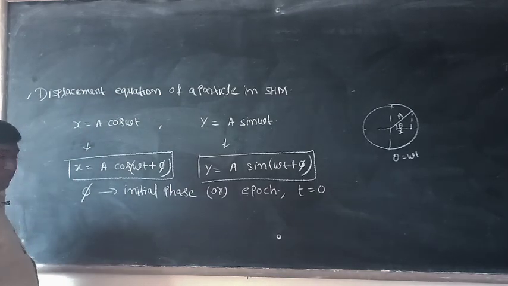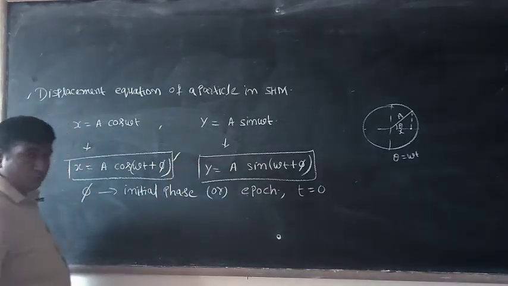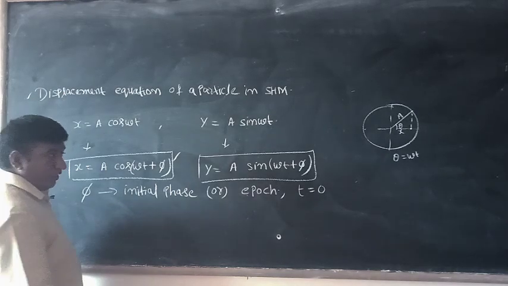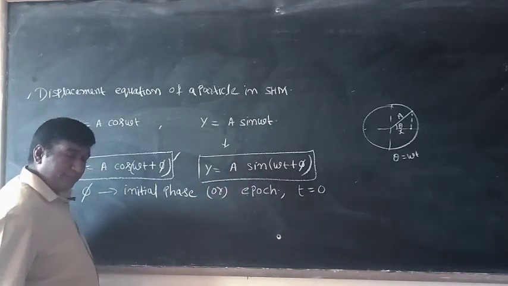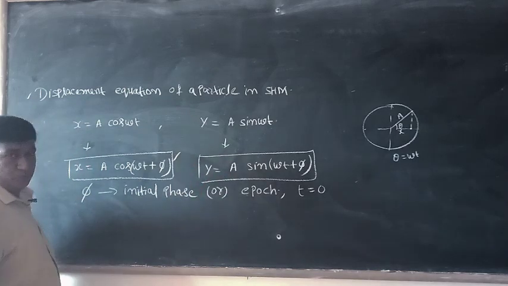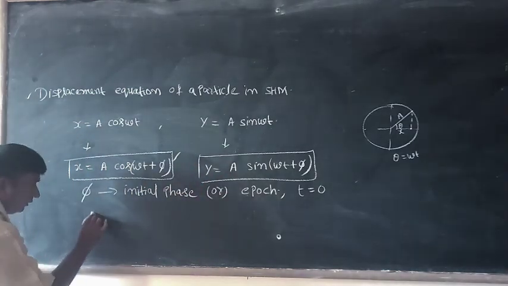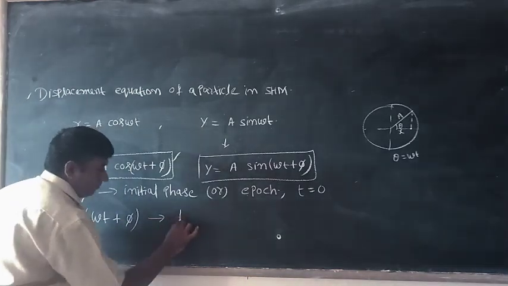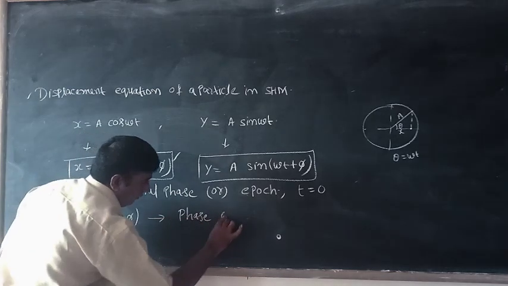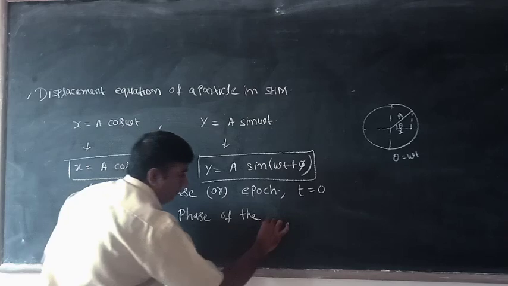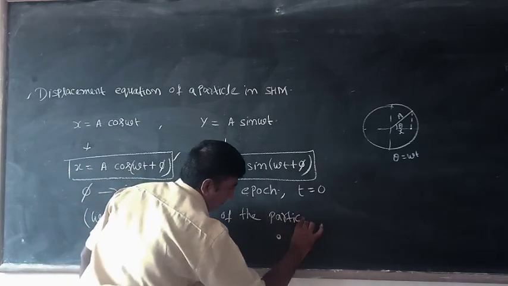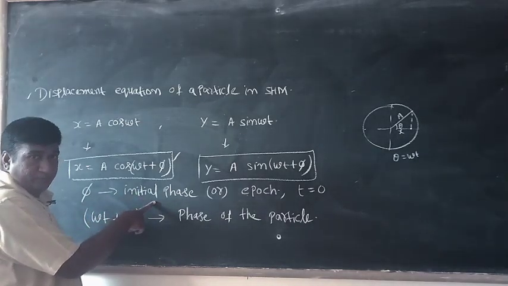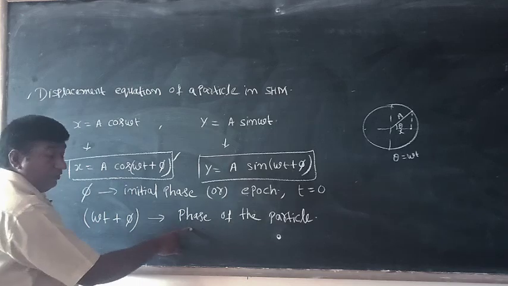But as I already said, as per our NCERT we are going to use x equals A cos(omega t plus phi). Sir, can we not use y equals A sin(omega t plus phi)? We can use this equation also. Here omega t plus phi is called the phase of the particle. Phi is the initial phase, and omega t plus phi is the phase of the particle.